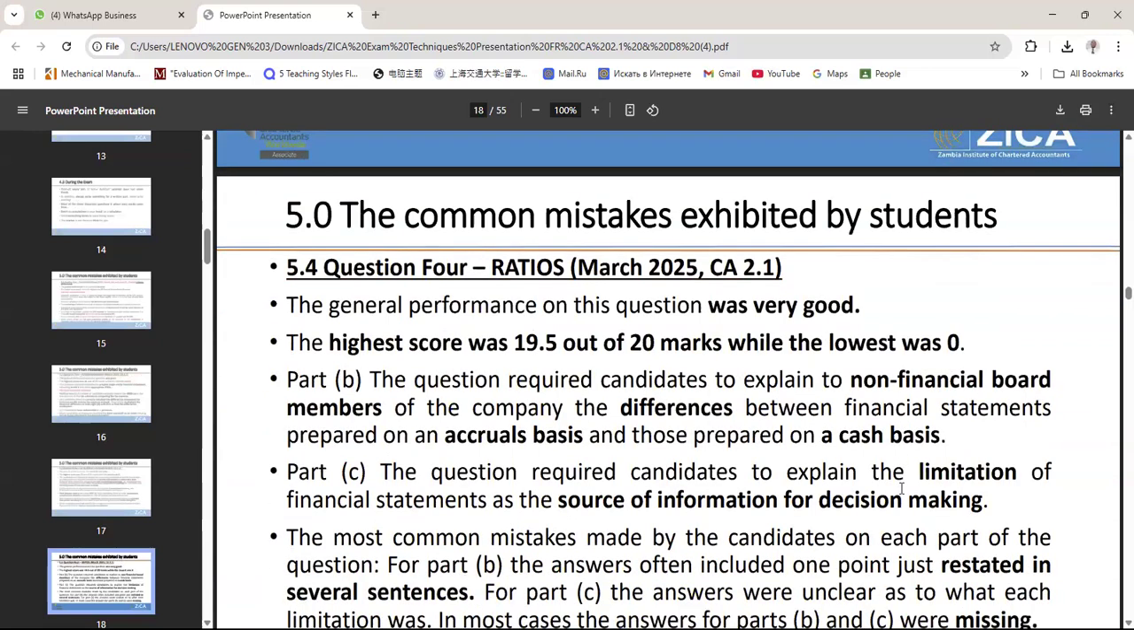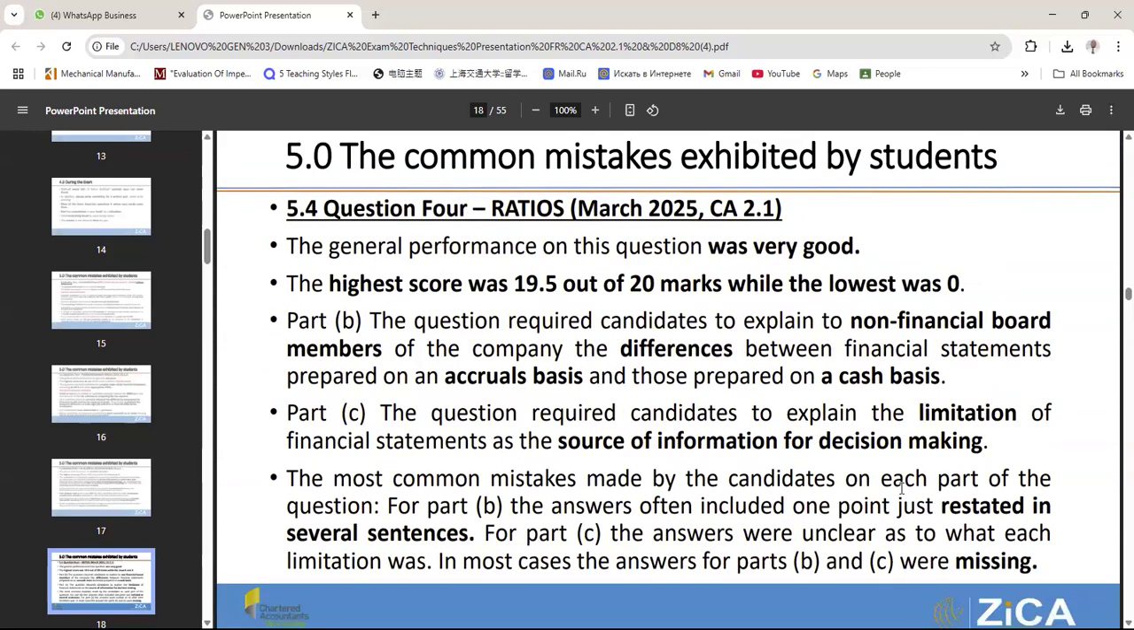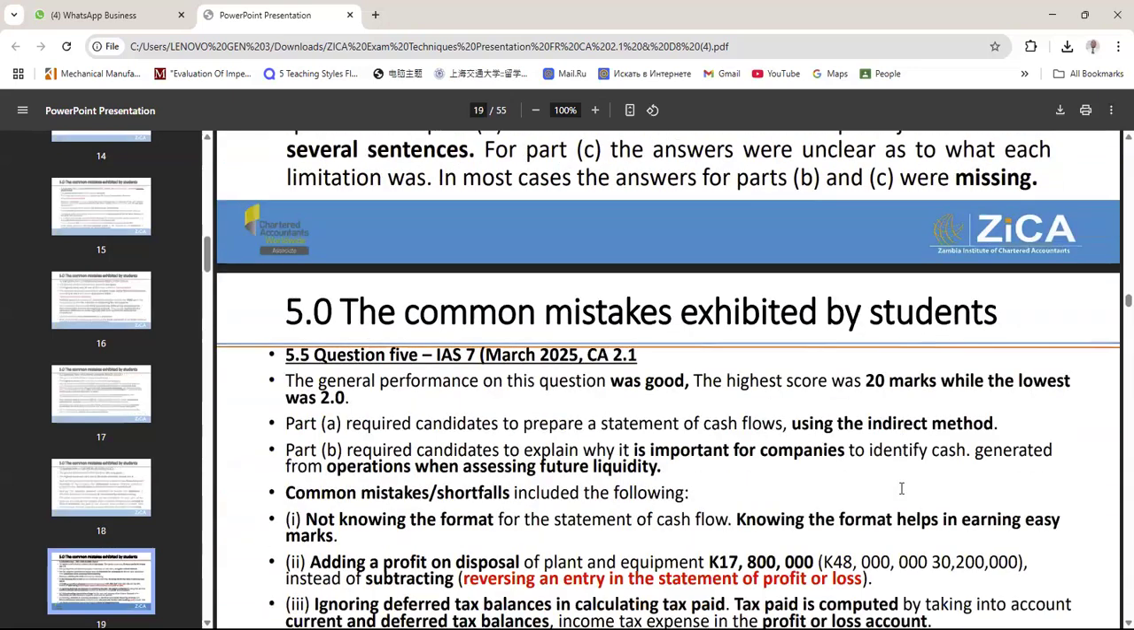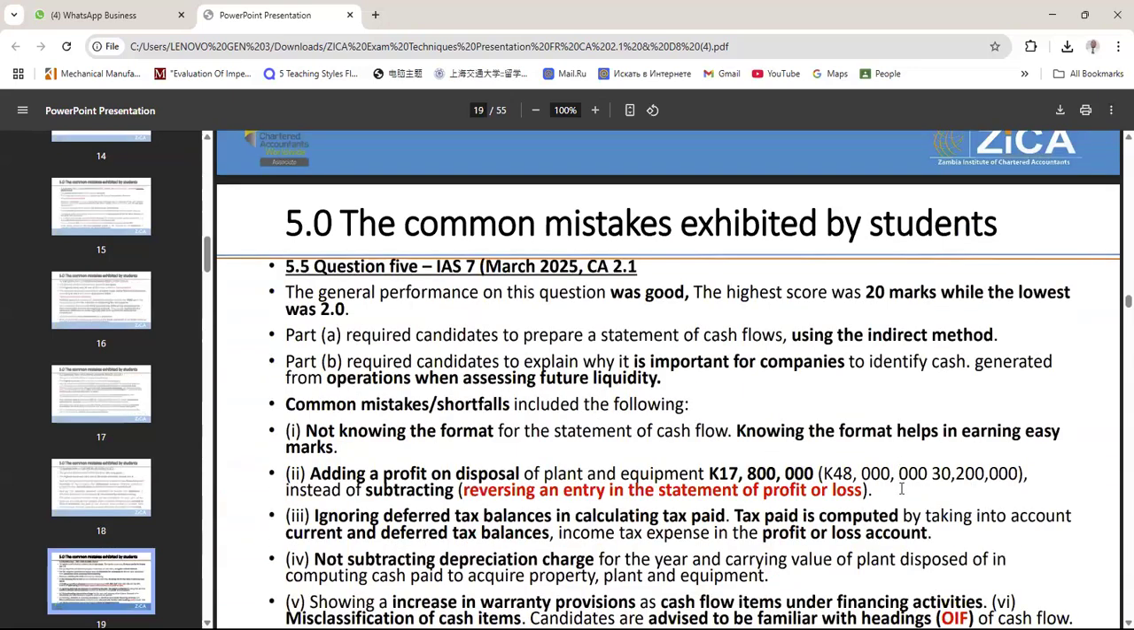Okay, yeah, the examiners were very happy. The performance was good, so I think it's okay there. The only issue was a limitation, where some students did not comment. Great. Question 5 was on cash flow.